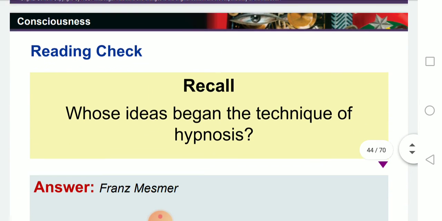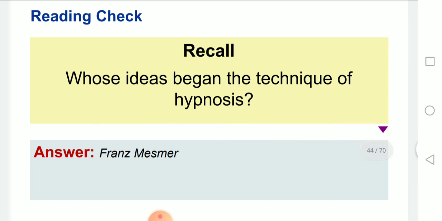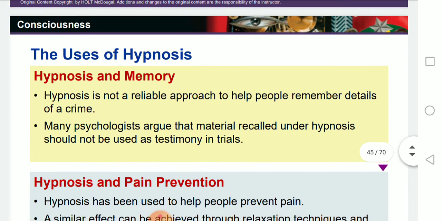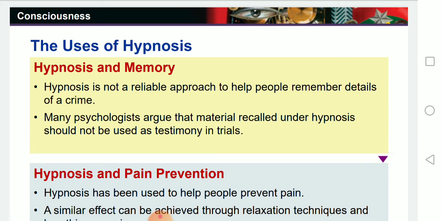Okay, guys, so I have here a very good question. Whose ideas began the technique of hypnosis? We have to know this name and remember it. It's Franz Mesmer. The uses of hypnosis and memory. Let's see the uses of this technique. Hypnosis is not a reliable approach for recalling memories. We can't depend on this approach to help people remember details of a crime.